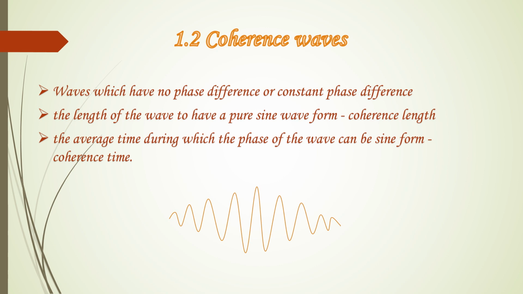Next one is coherence waves. Coherence waves means waves which have no phase difference or a constant phase difference between them. We know the waves travel in sine waveform. At a particular distance, the waves are unpredictable. So, the length of the wave to have a pure sine waveform is called coherence length, and the average time during which the phase of the wave can be a sine waveform is called coherence time.